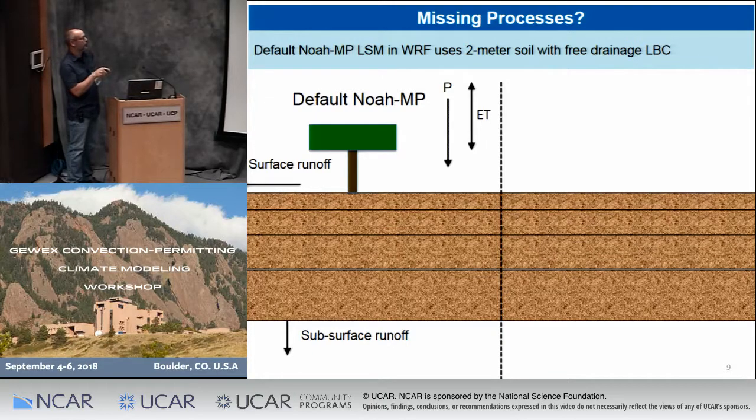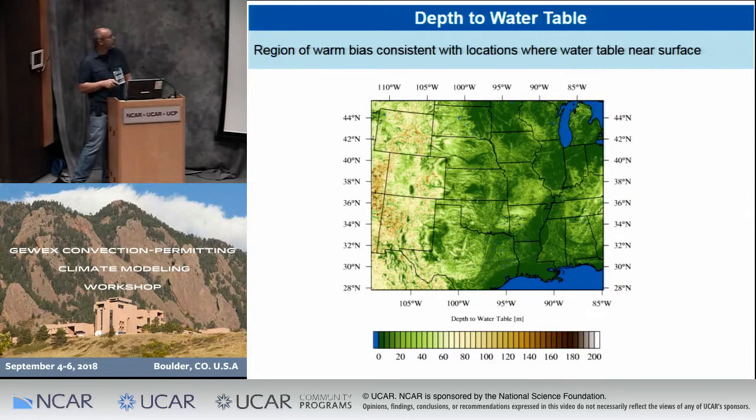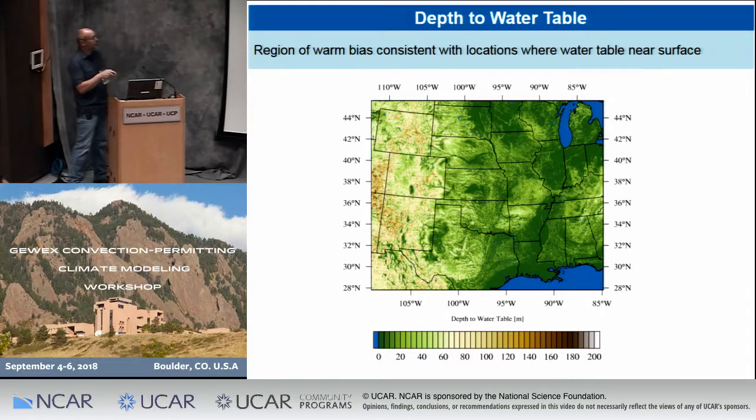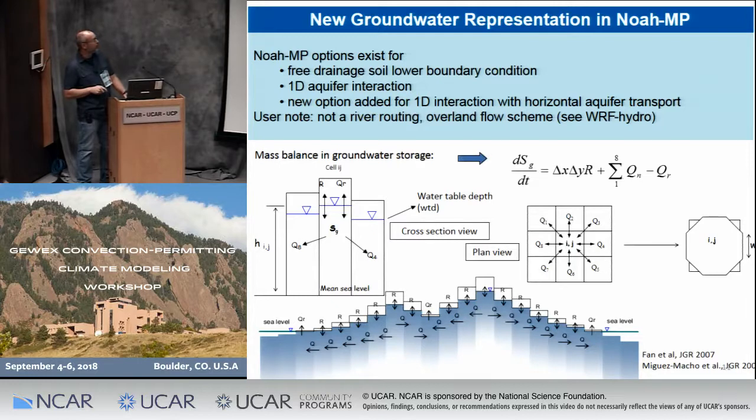So what we looked at was, if you look at this same region, the depth to the water table. It goes down very deep, but the dark green areas are within about 10 meters of the surface. There's a consistency in the location of the warm bias region with some of these regions that have a relatively high water table near the surface. You can even capture river valleys in this simulation, this is in Nebraska. So we were going to test the addition of some groundwater representation in NOAA-MP.